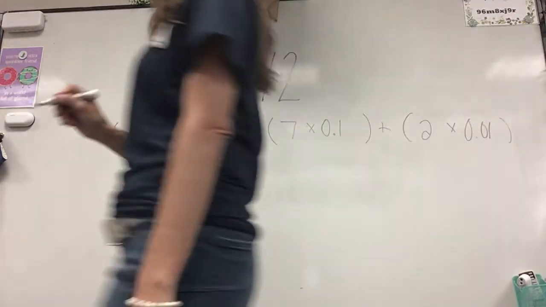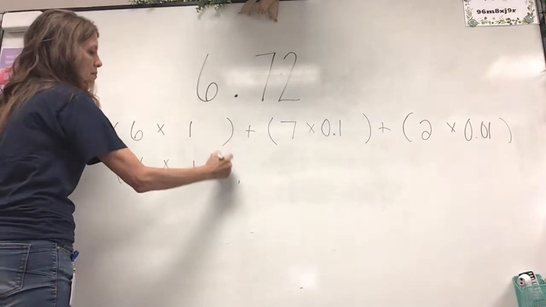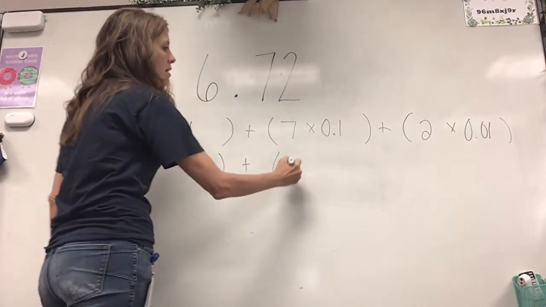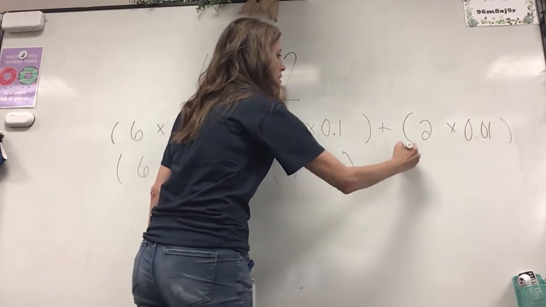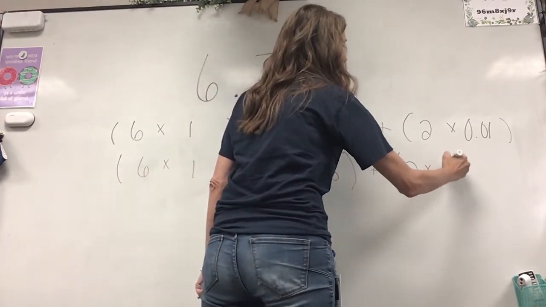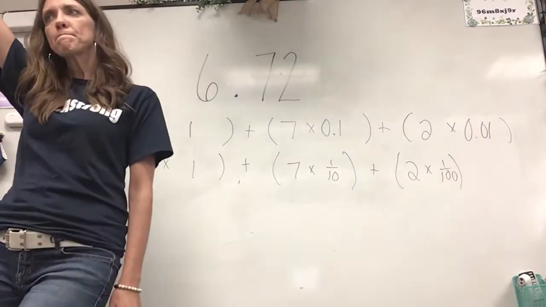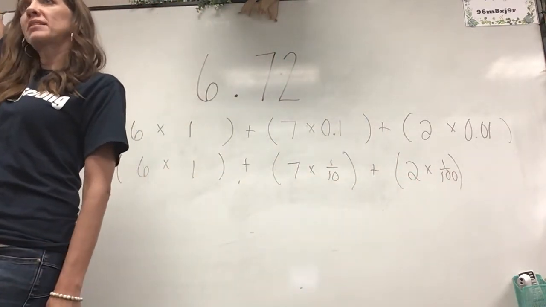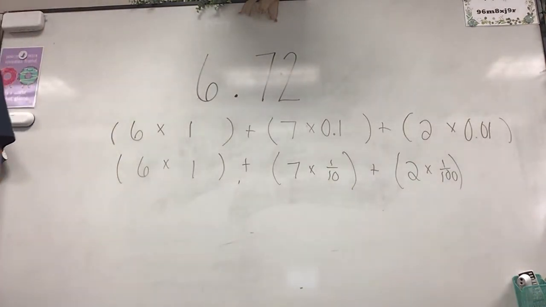Or if you wrote it as a fraction, it should be 6 times 1 is going to be the same, plus 7 times 1/10 plus 2 times 1/100th. How many of you got that right? Does that make sense? If you got it wrong, do you understand what you did wrong? I understand what I did wrong. Okay, good. Let's try another one.